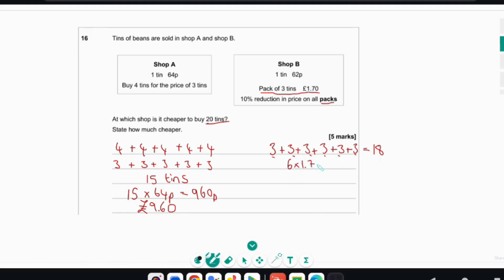6 times £1.70 then is £10.20. Okay, but we do get 10% reduction in price on all the packs of tins, like the pack of 3. So 10% of £10.20, we need to divide £10.20 by 10. You can use your calculator for this. It's 1.02. So 10% reduction means that's the money off. So £10.20 minus £1.02.